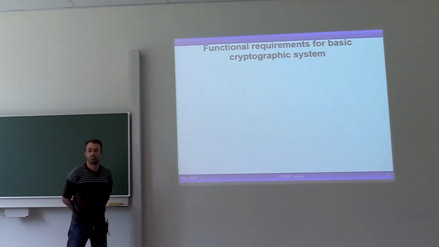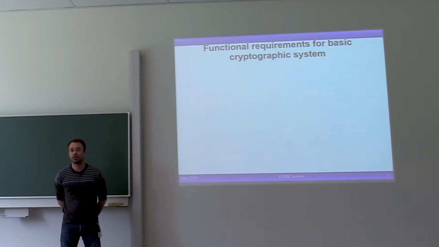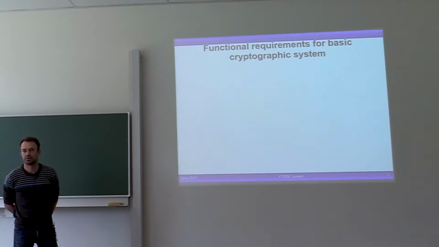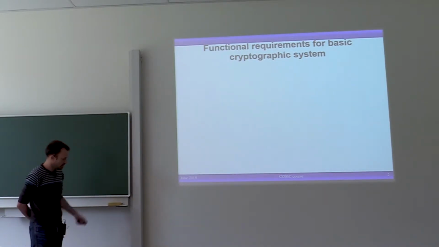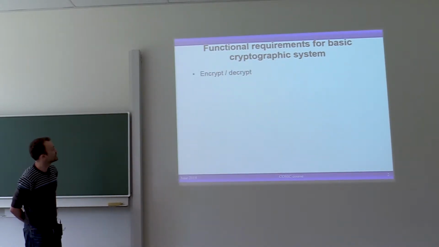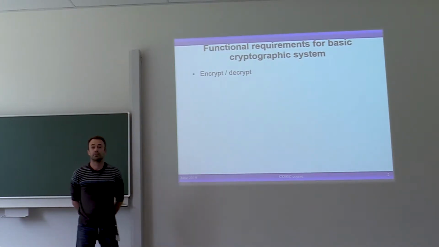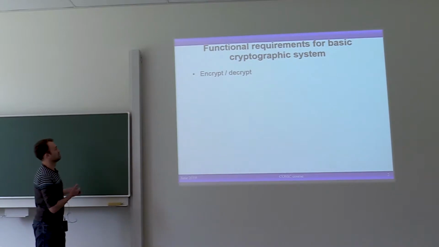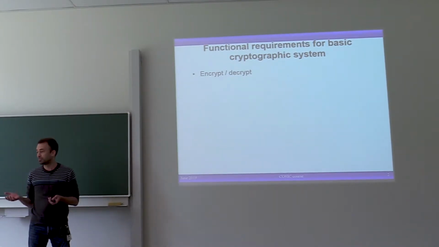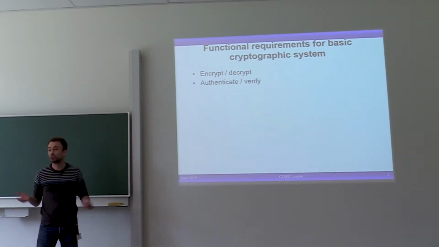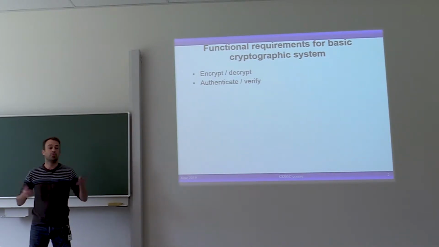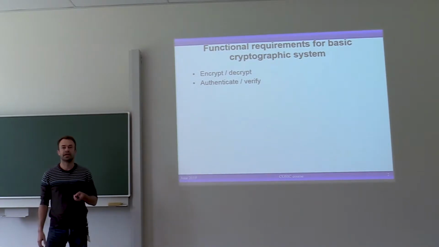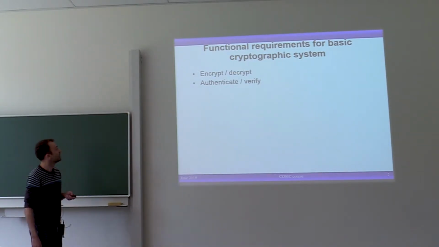So for any basic system that we can think of, there's a minimal set of functional requirements, right? So that it's actually a meaningful system. So for example, we will want to have some minimal cryptographic functionality. As example, we could say, okay, probably we want to be able to encrypt or decrypt, or maybe we want to be able to authenticate some data or verify authenticity of some data. You can replace this with any other functionality you want to think of.